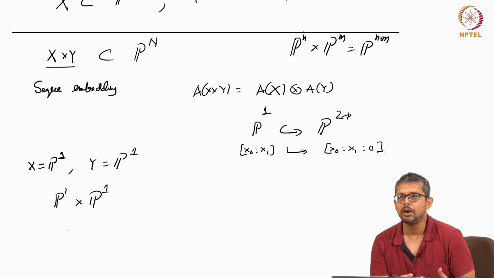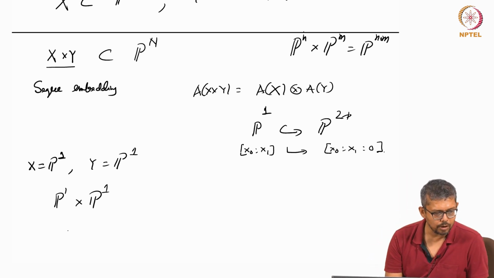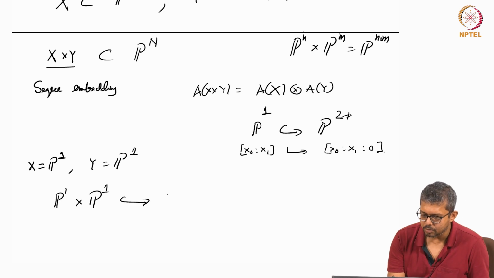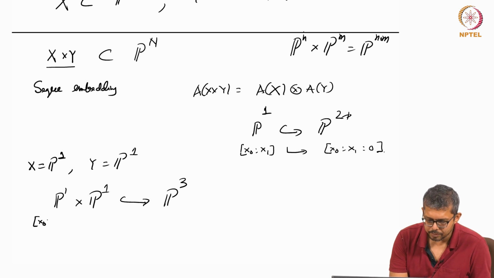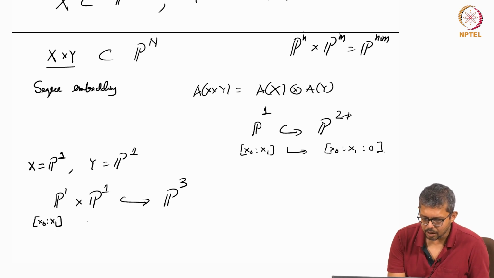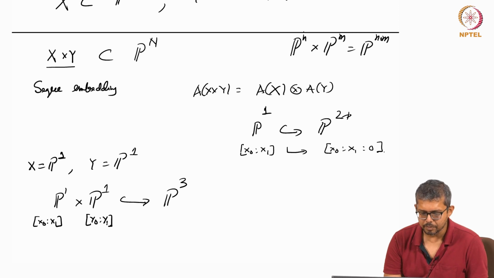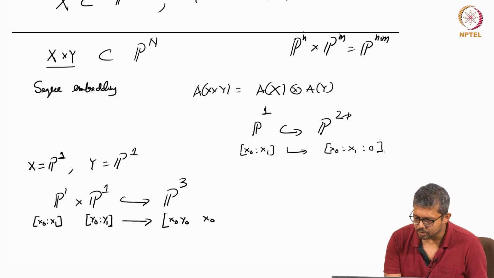So first I want to embed P1 cross P1 into some projective space. You can do it in many ways. So you can embed it into P3. This has two variables, x naught, x1, and y naught, y1. You send it to x naught y naught, x naught y1, x1 y naught and x1 y1.